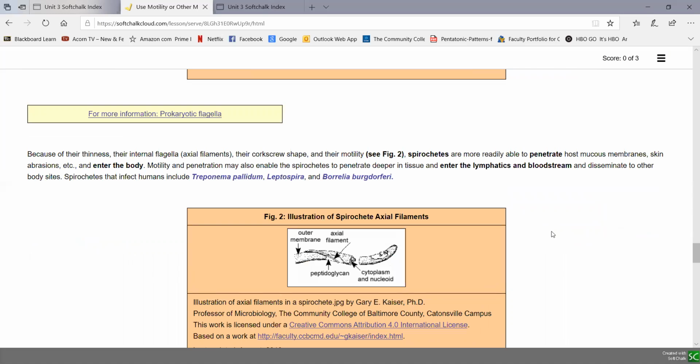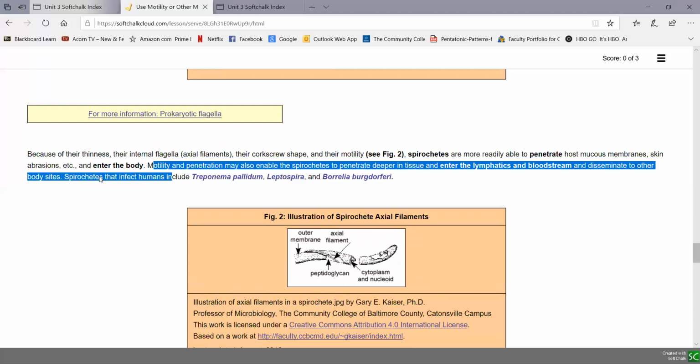Now, another good example of bacteria using motility are the pathogenic spirochetes. Because of their thinness and their internal flagella or axial filaments, their corkscrewing motility, spirochetes are more able to penetrate host mucous membranes and skin abrasions in order to enter the body. But then the motility and the penetration may also enable the spirochetes to penetrate deeper in the tissue, where they can enter the lymphatics and the bloodstream and disseminate to other body sites to set up new infections.